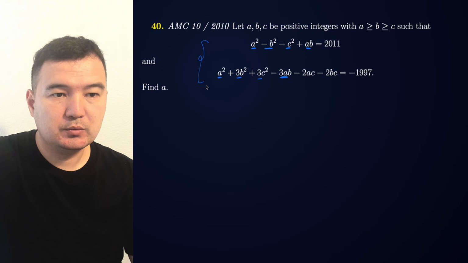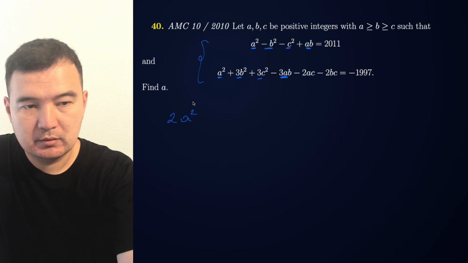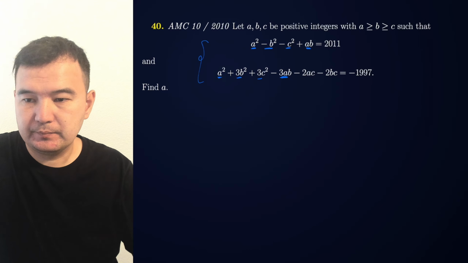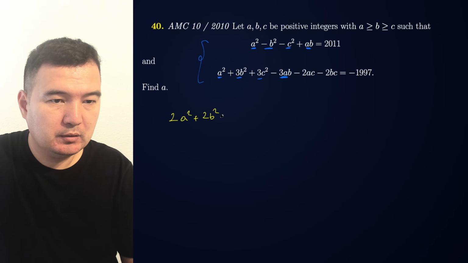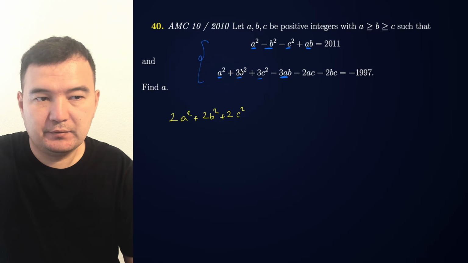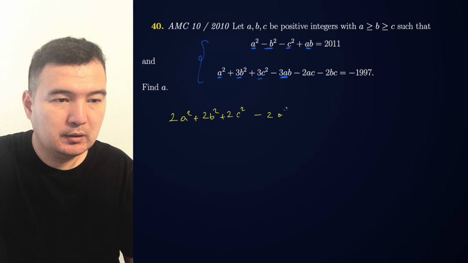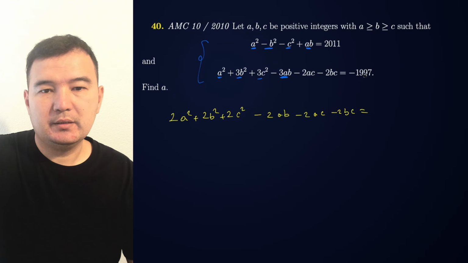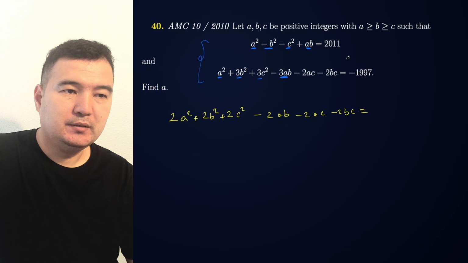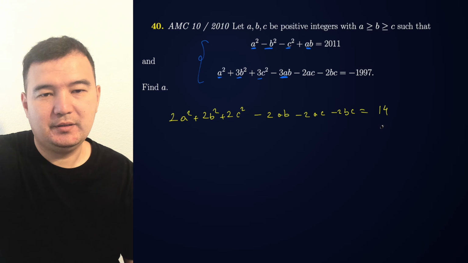So let me take these two equations and add them. When I add them, I get 2A squared plus 2B squared plus 2C squared, because we have 3, but with this minus you are left with 2. And then minus 2AB minus 2AC minus 2BC. And then the sum of these two is 2011 minus 1997. That's 3 plus 11, it's 14.